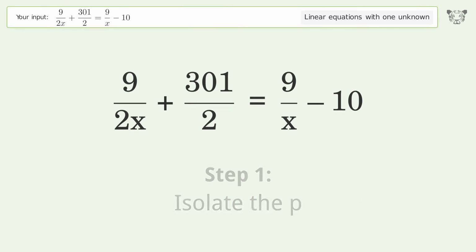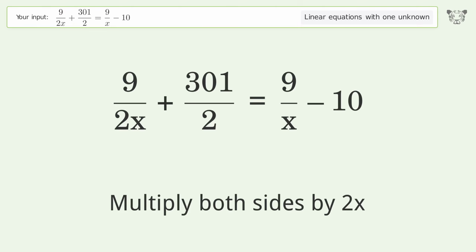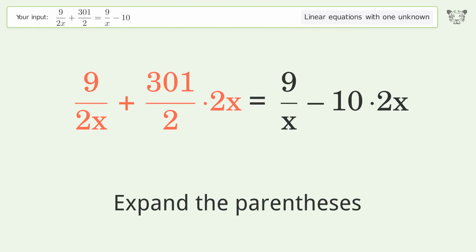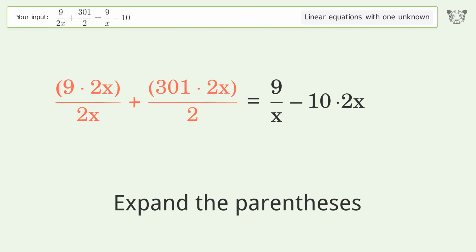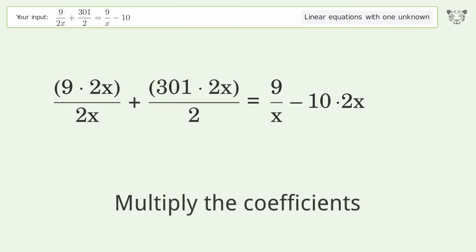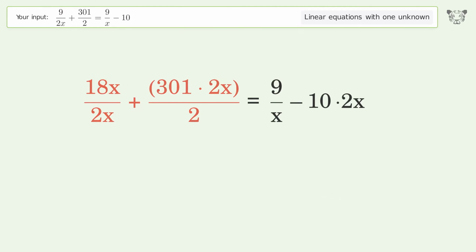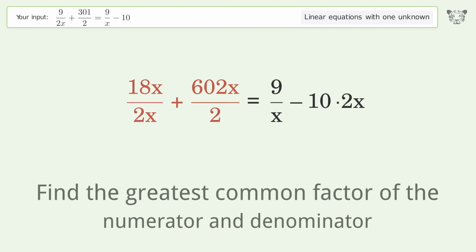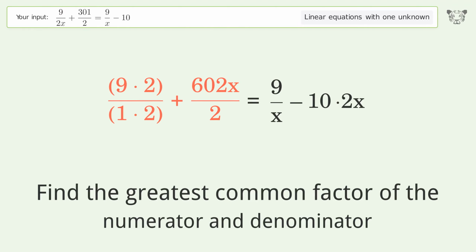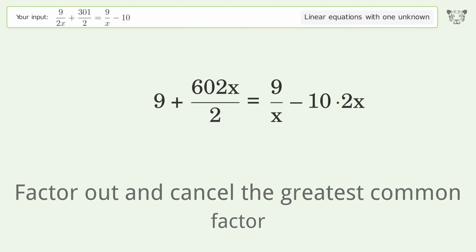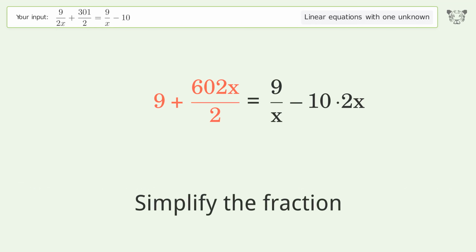Isolate the p. Multiply both sides by 2x. Expand the parentheses. Multiply the coefficients. Find the greatest common factor of the numerator and denominator. Factor out and cancel the greatest common factor. Simplify the fraction.